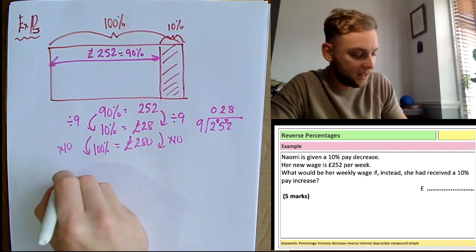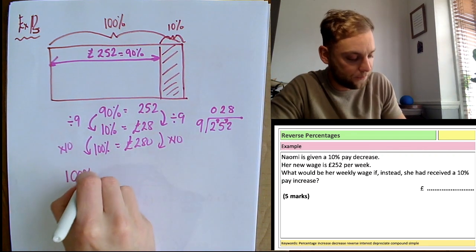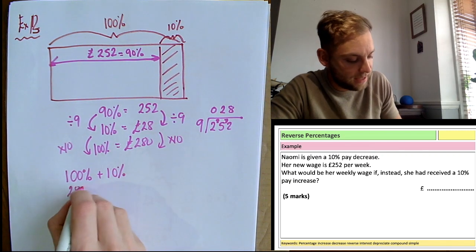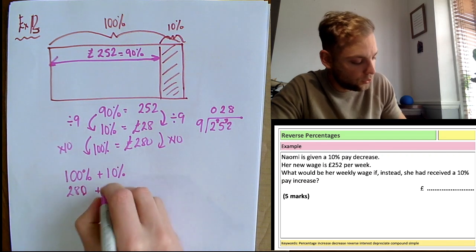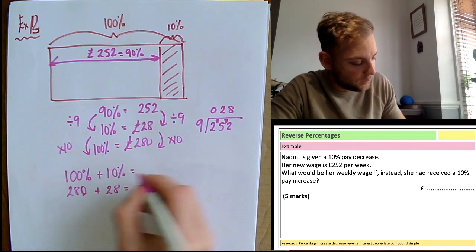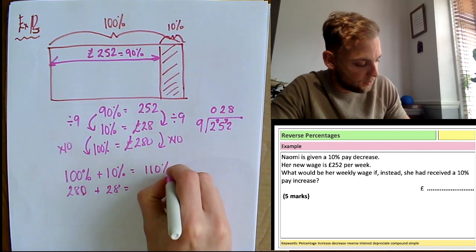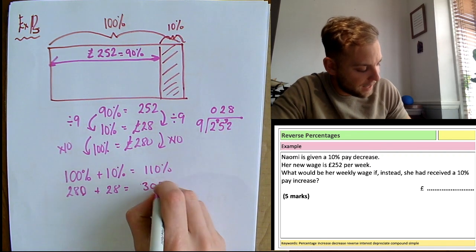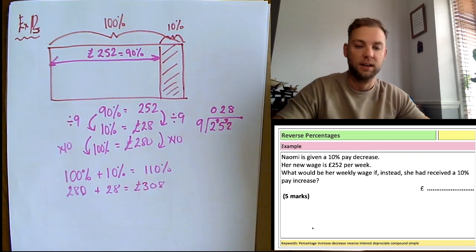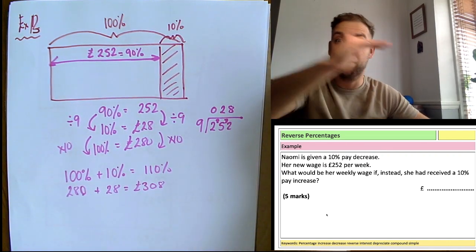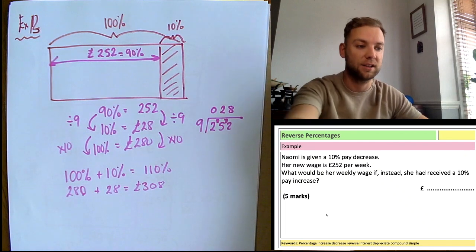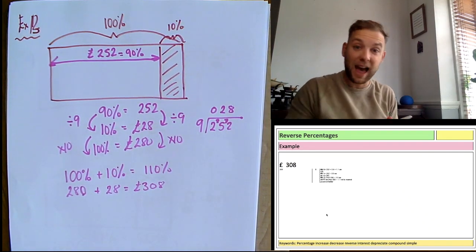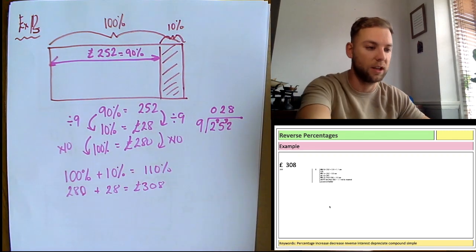So if I want 10% increase, it's going to be 100% plus 10%, which in this case is equal to 280 plus 28, which is equal to 110%, which makes sense, which is equal to £308. Brilliant. 5 marks that. Okay, it's a reverse percentage question and a percentage increase question. So £308, brilliant. Okay, last question before we go on to some trickier ones.